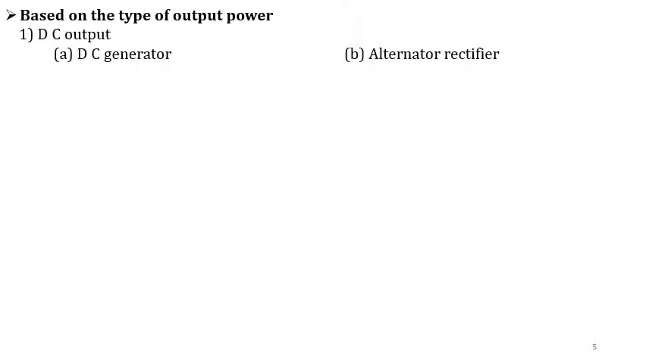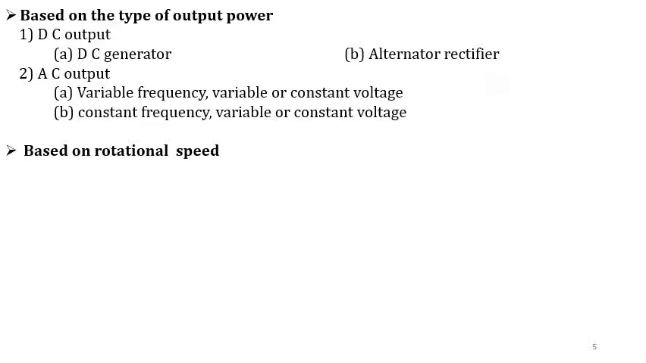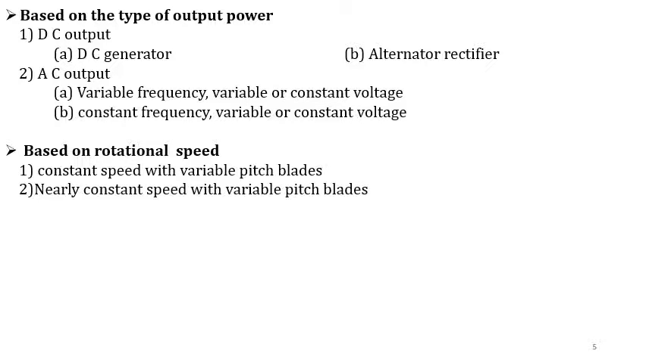Apart from this, wind energy conversion is also classified based on the power output, whether the output is DC or AC. Under DC output, it requires a DC generator and rectifier, whereas AC output is classified as variable frequency, variable or constant voltage, or constant frequency, variable or constant voltage. Next, based on rotational speed, it is classified as constant speed with variable pitch blades, nearly constant speed with variable pitch blades, or variable speed with variable pitch blades.